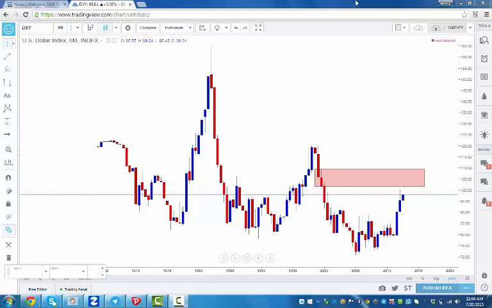Now let's start with the dollar index, DXY. Right, you can see that right now I show you the chart, which is the 6-month time frame chart. So it means that every candle represents 6 months of trading activities.